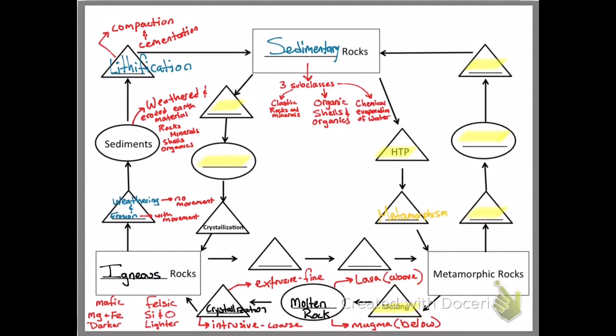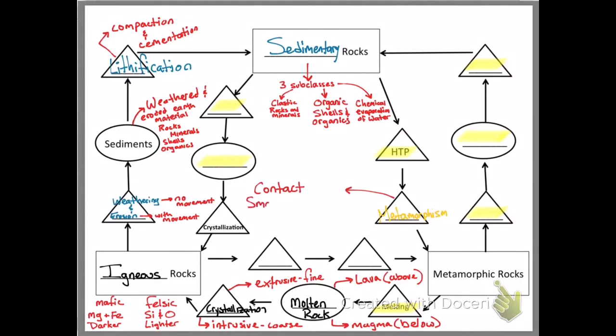Metamorphism, applying high temperatures and pressures to any pre-existing rock to change it into a new rock. But the important thing here is that it happens before melting. Once it starts to melt, it's going to turn into an igneous rock. There are two different environments of metamorphism, or two different types of metamorphism. There's regional and there's contact.